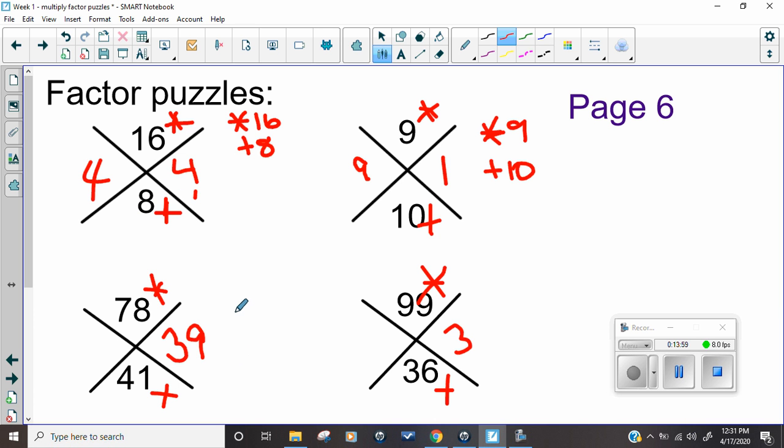Now this one is 78, so 1 and 78 don't add to 41, but 2 and 39 add to 41. And then the last one is 99. 1 and 99, no. 2 doesn't go into 99 evenly. You could use that multiplication table on the back of your little composition notebooks, or you could use a calculator to figure out the factors. But 3 times 33, much better than yesterday, add up to 36.